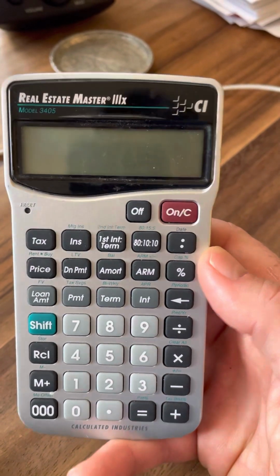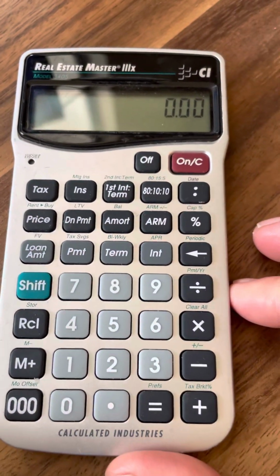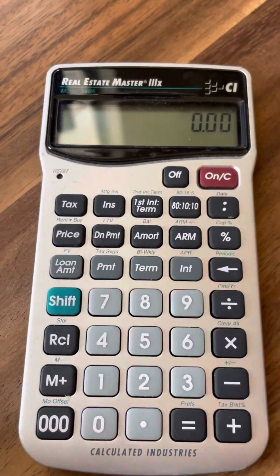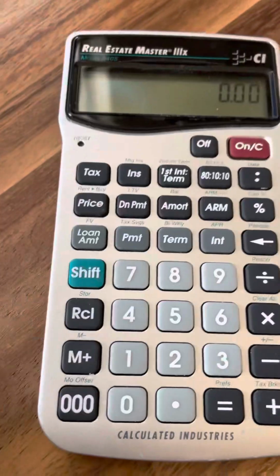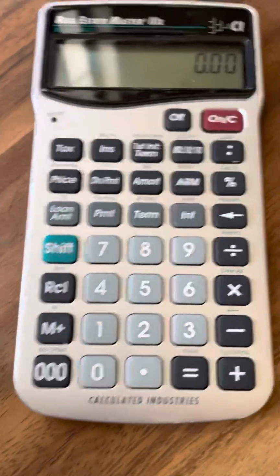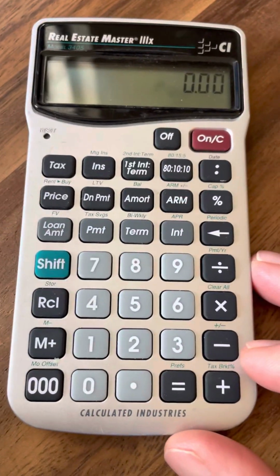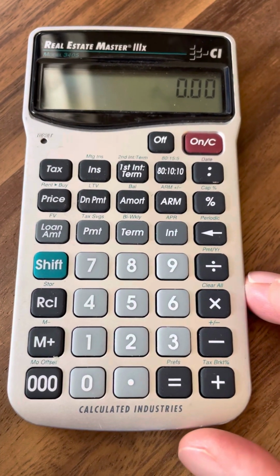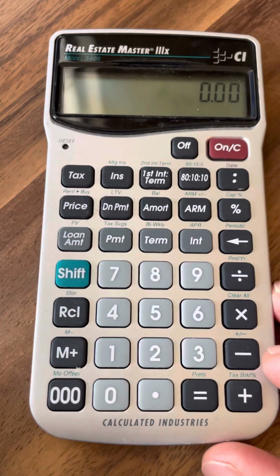So anyway, here are the features. These four buttons here: loan amount, payment, term, and interest rate. The coolest thing about these is you can plug in any three of the four variables and it'll give you the fourth one.